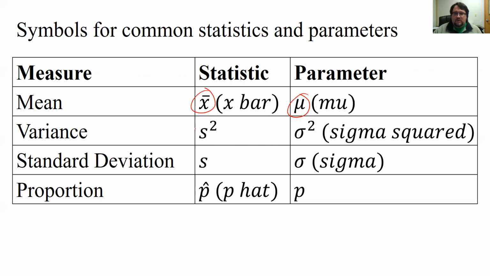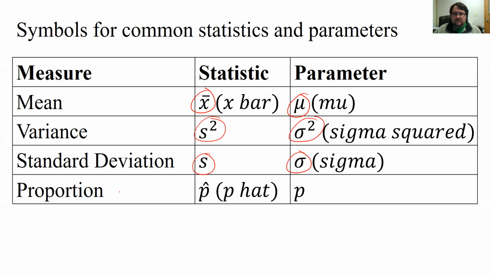Then the next one, variance. When we use a sample statistic for variance, it's S squared. And then for the population, it's sigma squared, the Greek letter sigma. And then standard deviation, remember, that's the square root of the variance. So that's just S or just sigma.